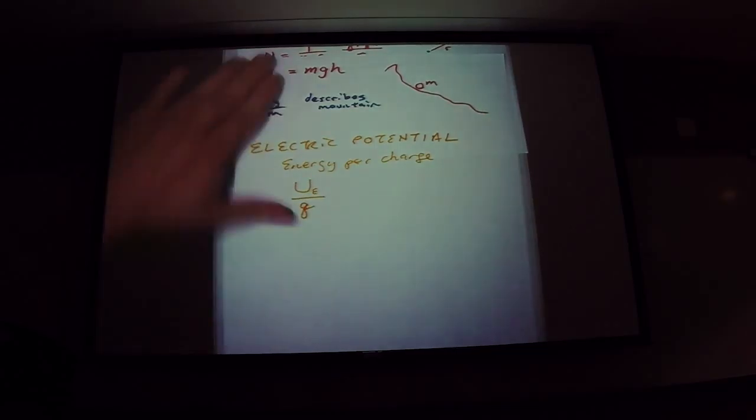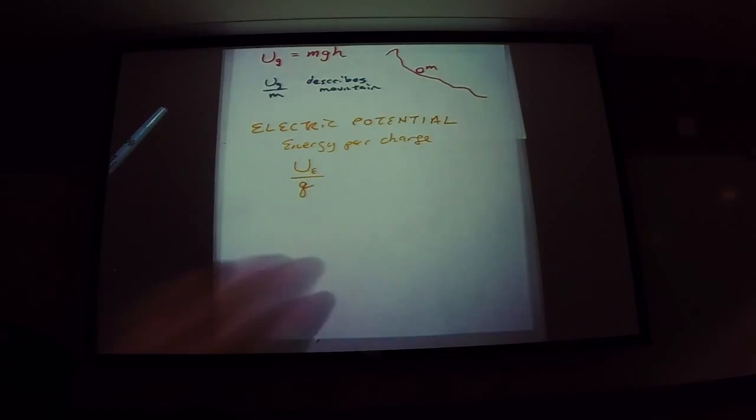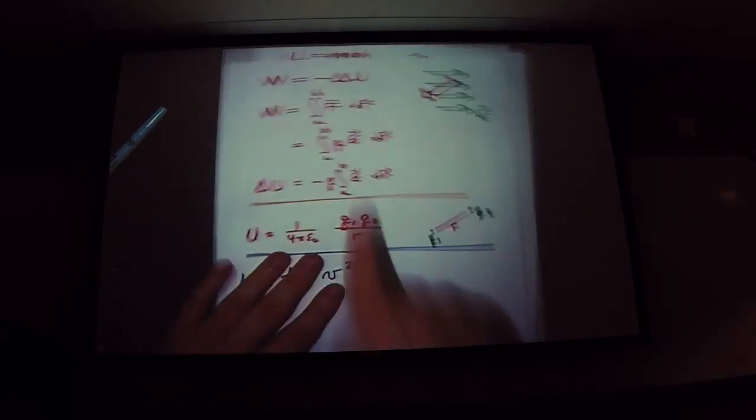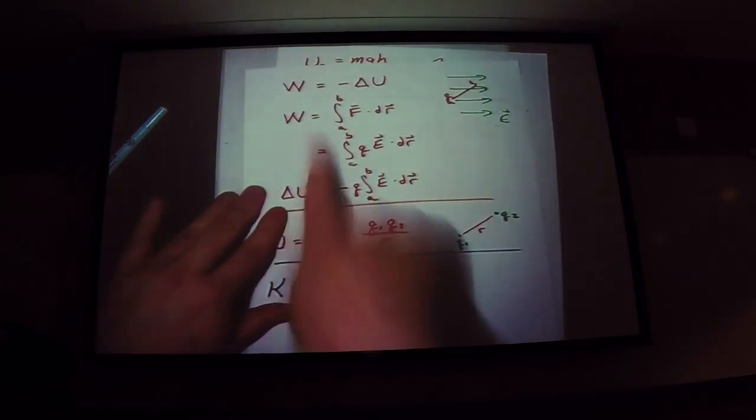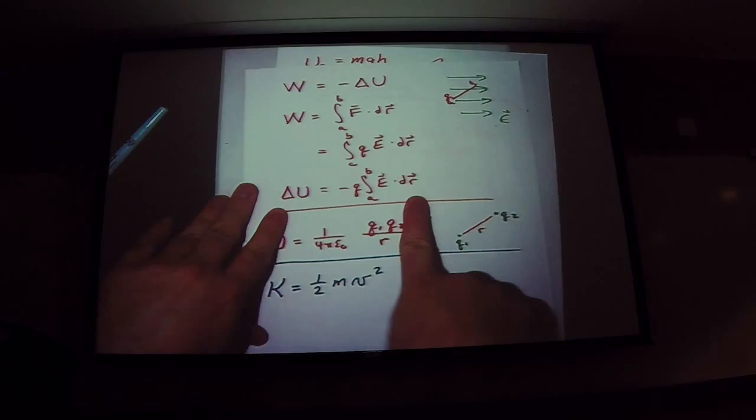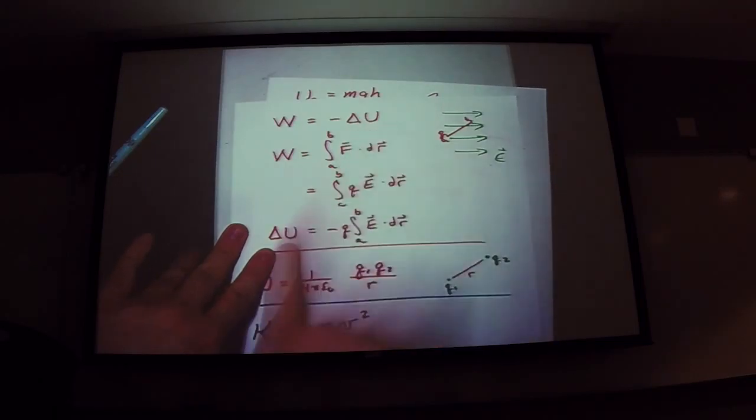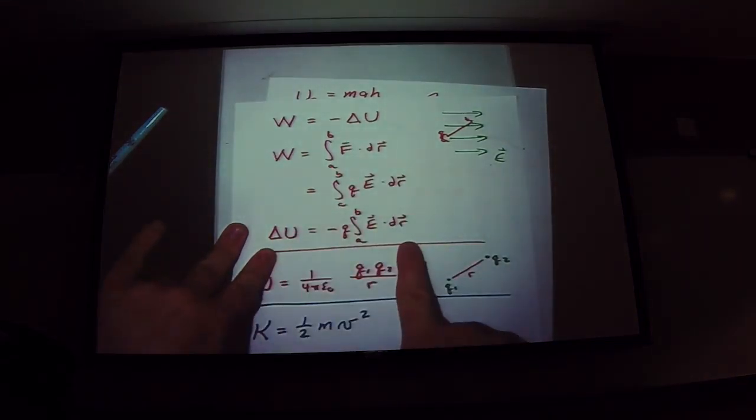Yes. On the top, for your delta U, when you pulled out Q, why did it become negative? Oh, because the work done is the negative change in potential energy. W equals negative delta U. So when I put delta U down here, I have to put a negative sign here. Okay.